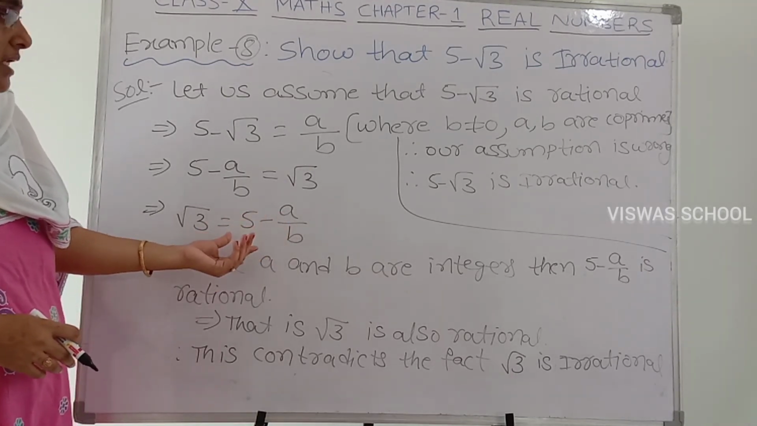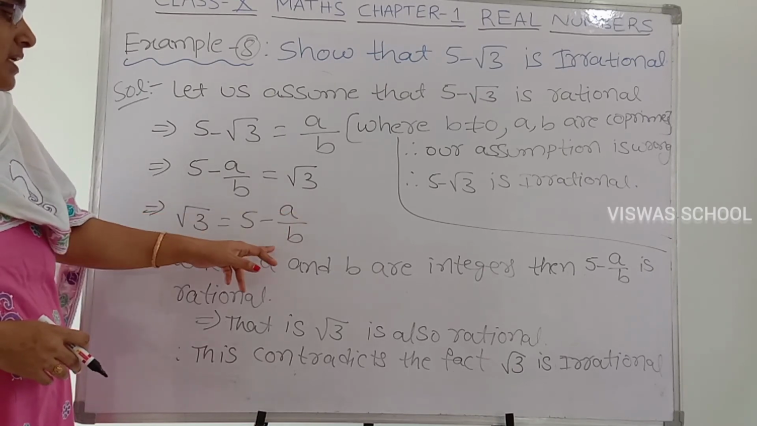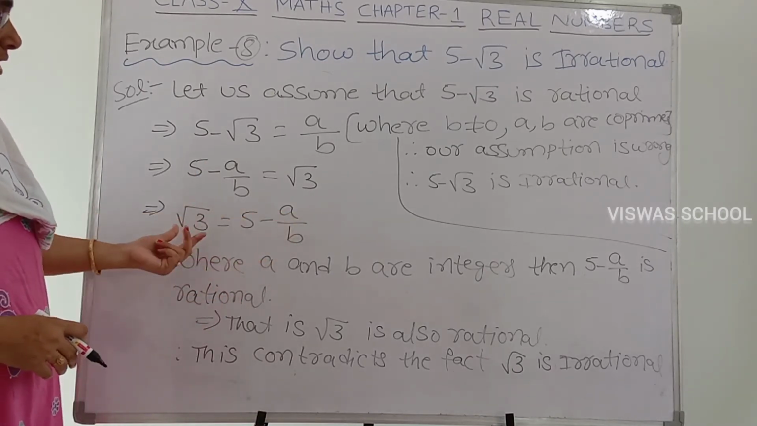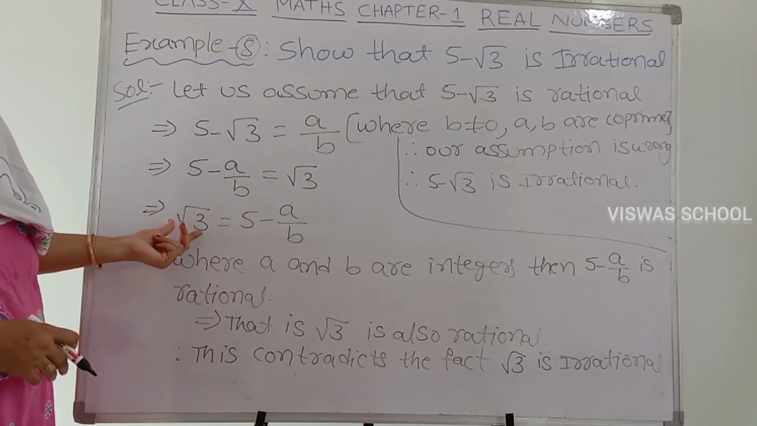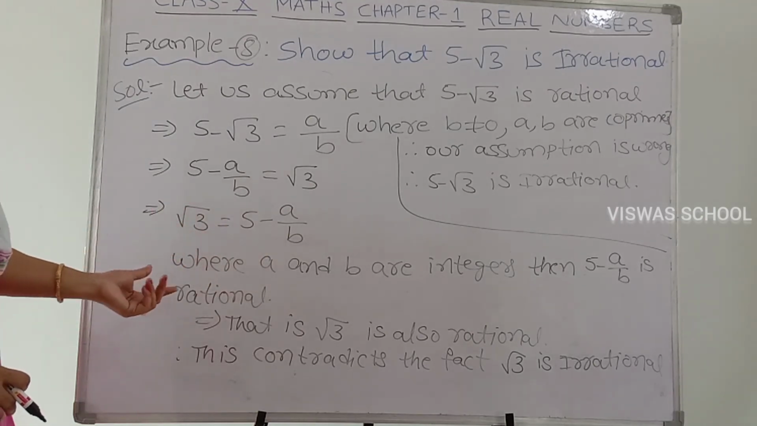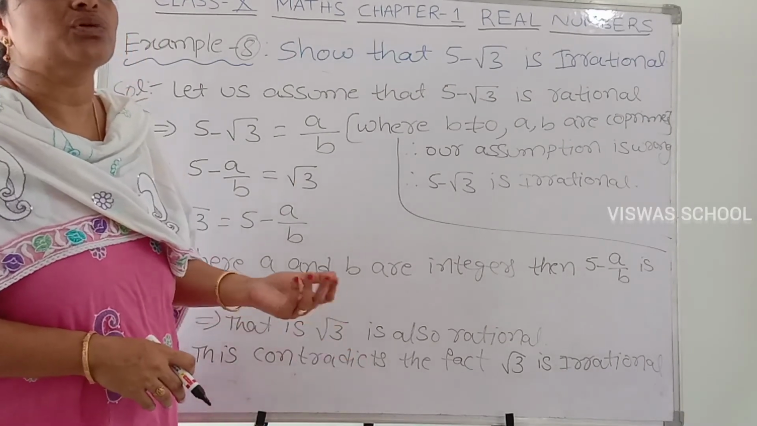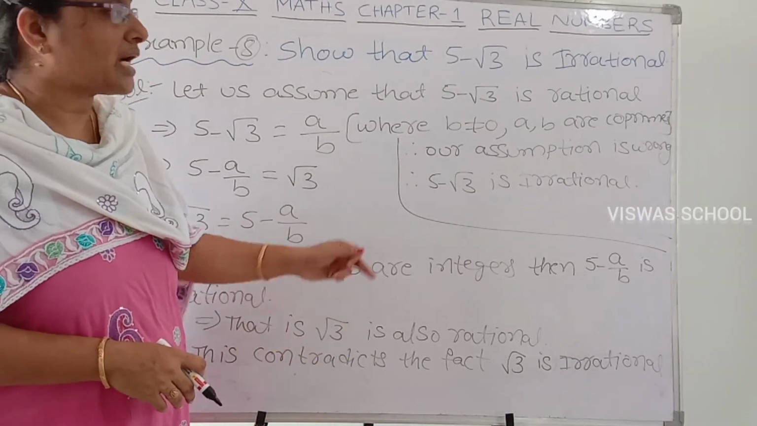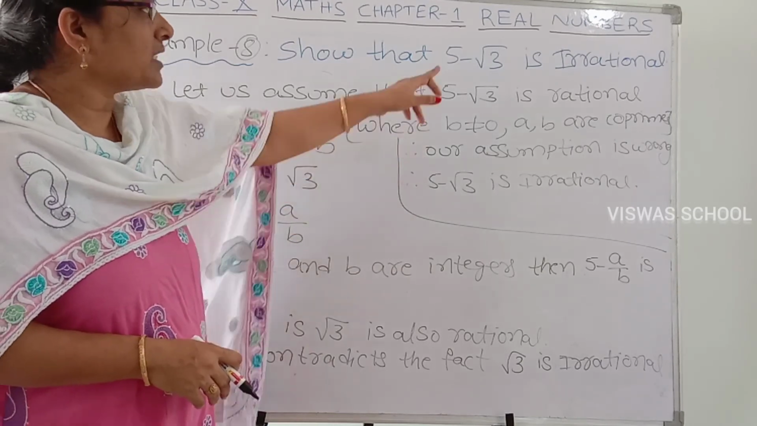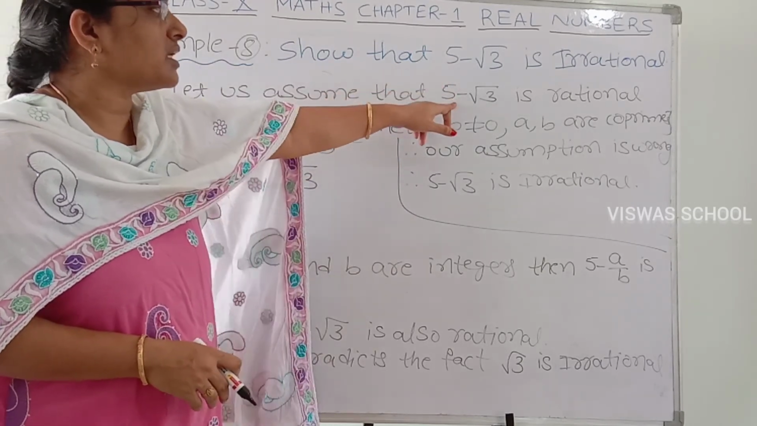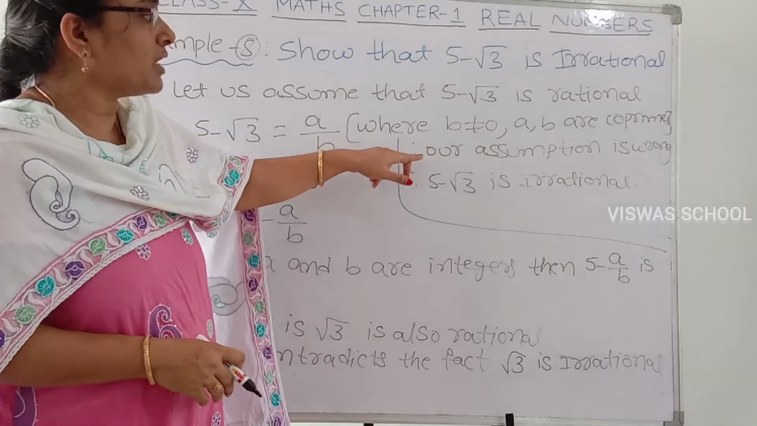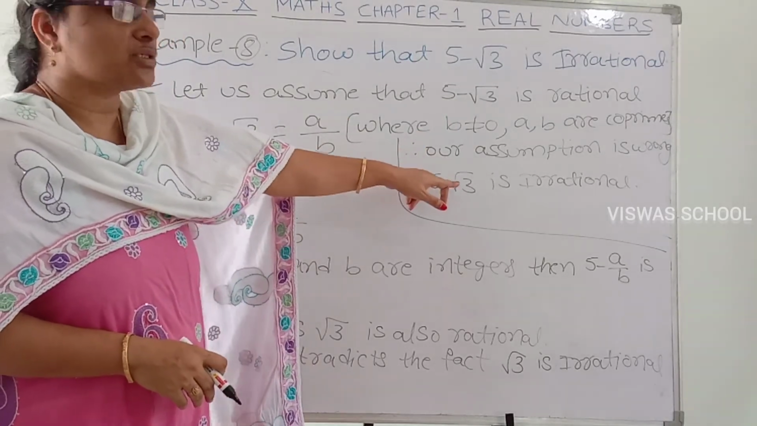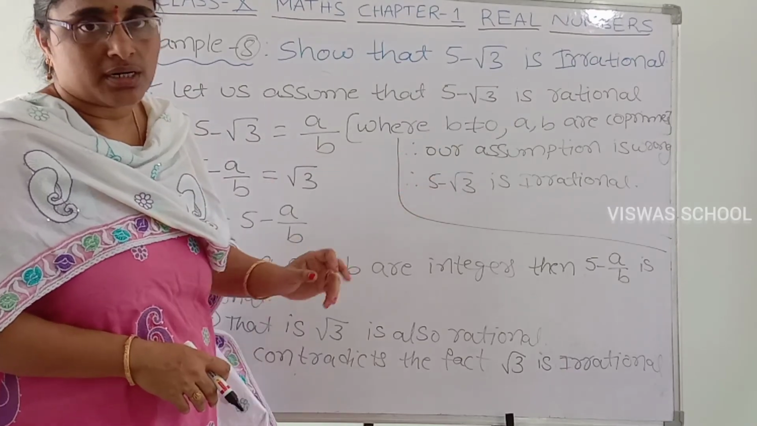Where A and B are integers. If A and B are integers, 5 minus A by B is a rational number. If 5 minus A by B is rational, then automatically root 3 would also be a rational number. But what is the fact here? Root 3 is an irrational number. Why are we getting this contradiction? Because of our assumption. What is our assumption? 5 minus root 3 is rational. Therefore, our assumption is wrong. Then what is the truth? 5 minus root 3 is an irrational number.